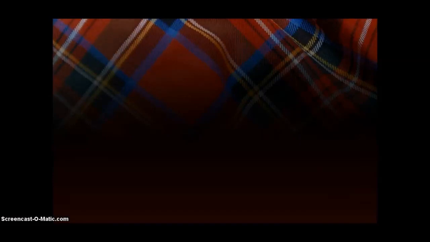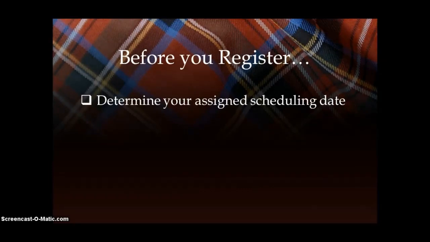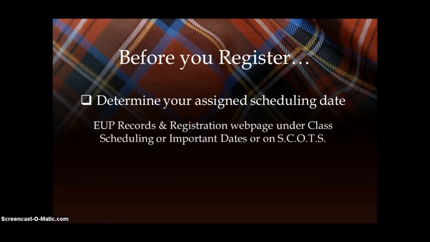By the time your date and time to schedule arrive, make sure you have already done the following. Determine your assigned scheduling date. This is the earliest time and date that you will be able to begin registering for classes. Scheduling dates are determined by class level and total credits earned. You can find your assigned scheduling date listed under Class Scheduling on the Records and Registration page of the Edinburgh University website or on your Scots account.